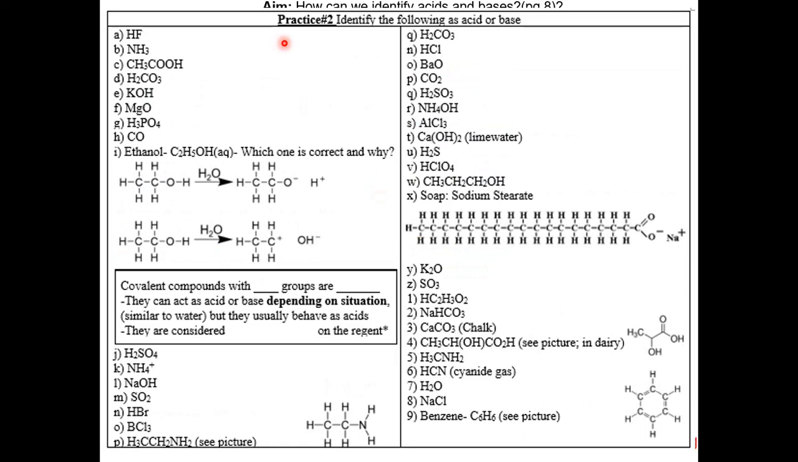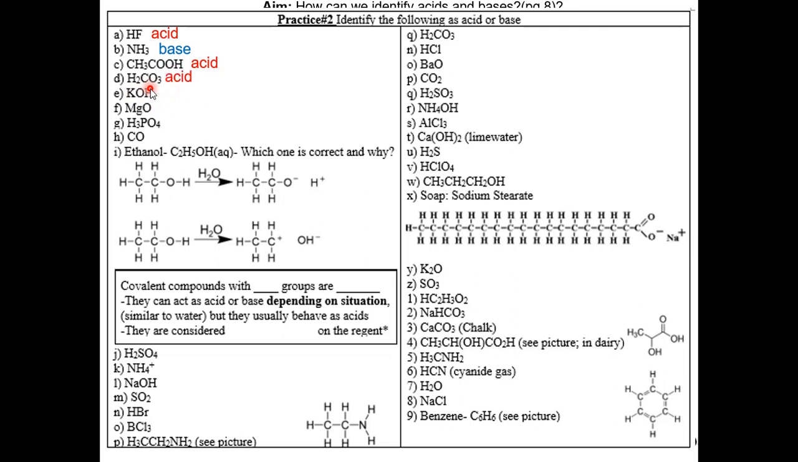For practice number 2, identify the following as an acid or base. I would do questions A to I, and then you could do the rest yourself. Question A, HF is considered an acid because H is in front in the chemical formula. NH3 is ammonia, which is a base, and is also on Table L in your reference table. Question C is acetic acid. It is found on Table K on your reference table.